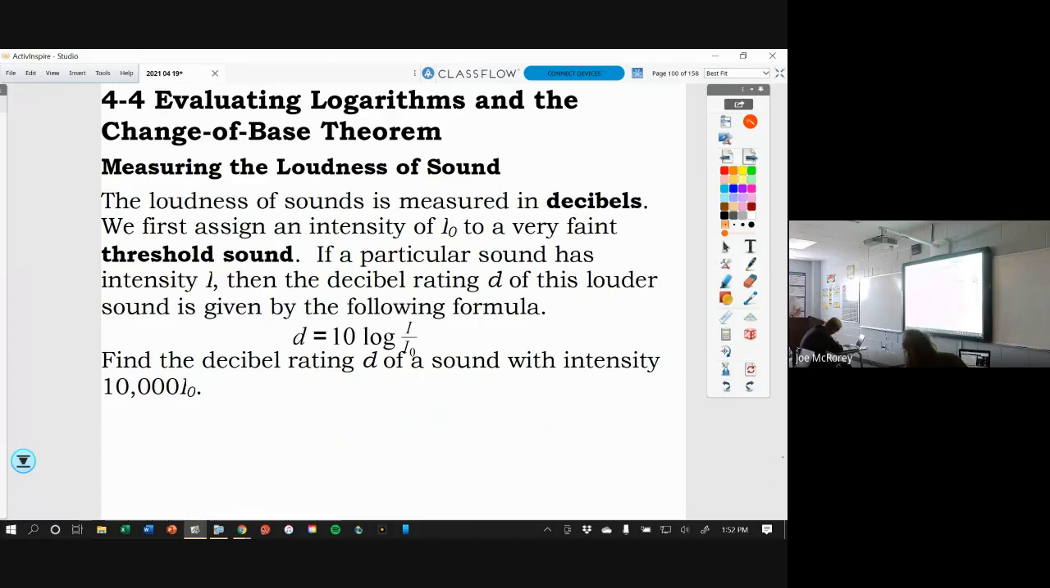Find the decibel rating D of a sound with intensity 10,000 I naught. What do I do with that 10,000 I naught? Plug it into D equals 10 log of I over I naught. Do you put it in D? No, we're looking for D, so you don't plug it in for D.